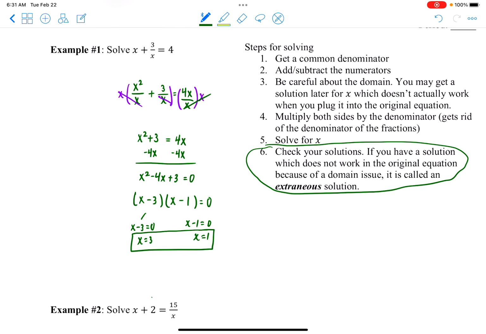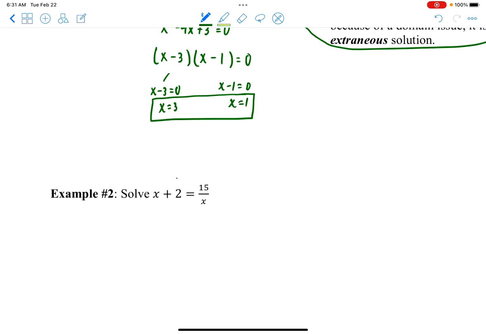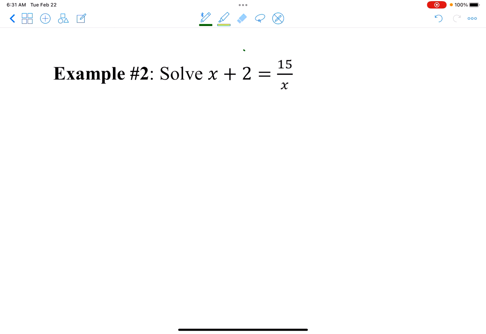If we plugged one of them back in and it didn't work, it would be extraneous. And we're going to run into a couple of those here in a little bit. All right, that's it. That's how you do these. So let's do a couple more. They get increasingly difficult, but once you understand the main idea, you're good.